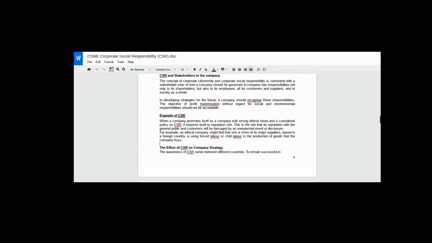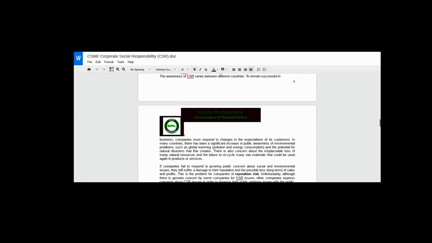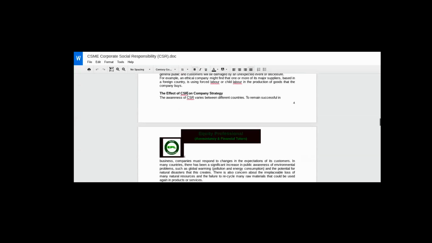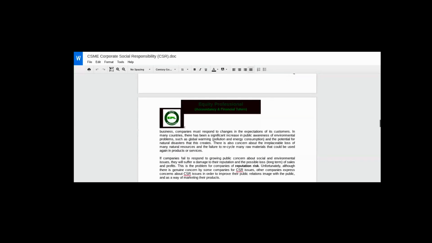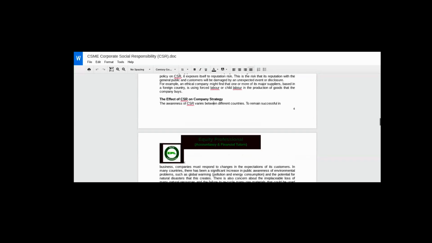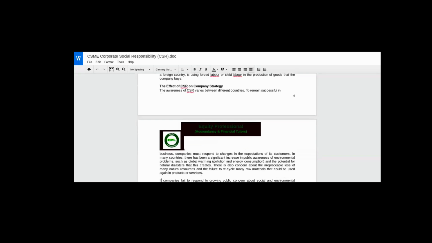So the effect of CSR on a company, we have discussed that. That is when we discussed the implication of CSR. This has been discussed. We have discussed this effect of CSR on a company strategy. But that notwithstanding, maybe we should just look at it again. Let me summarize that. The effect of CSR on a company strategy is that CSR, if well implemented, as I've told you, boosts corporate reputation and reduces reputational damage of the company.